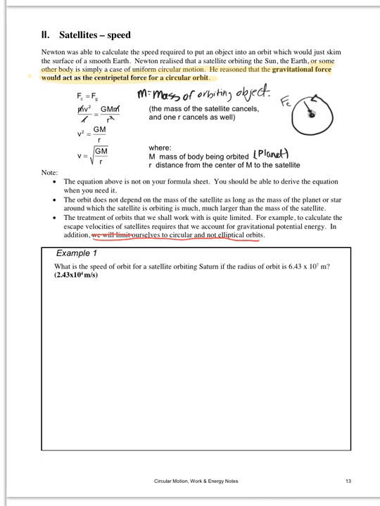Okay, so we're looking for velocity. We have a radius of 6.43 times 10 to the 7 meters. So what we're going to do, we need the mass of Saturn. And if you look at that sheet, it's 5.67 times 10 to the 26 kilograms. So we know Fc is equal to Fg. You're going to have to show this on your worksheets and stuff. So make sure that you actually understand how to get here.